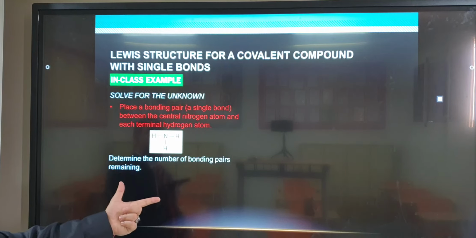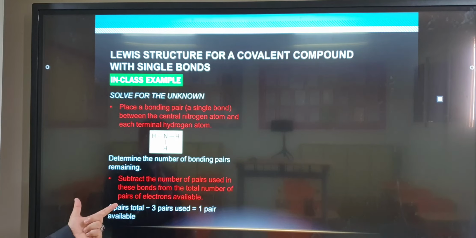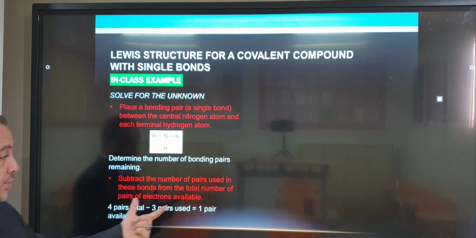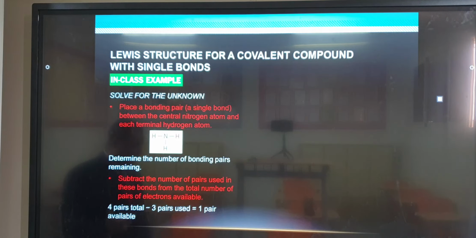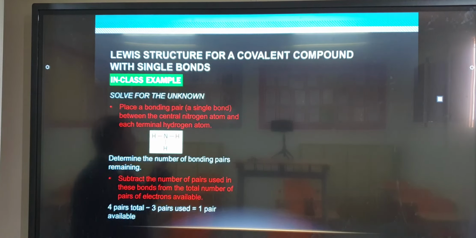Okay, determine the number of bonding pairs remaining. Subtract the number of pairs used in these bonds from the total number of pairs available. So 4 pairs in total, minus 3, leaves 1 pair available only.